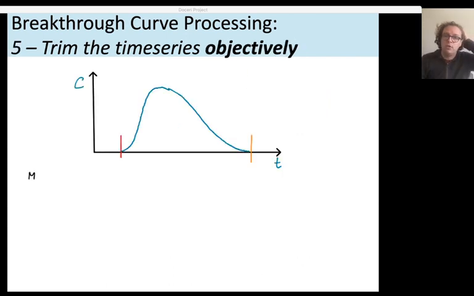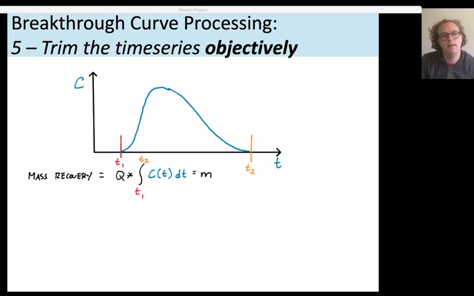Now, with that subjective clip done from the previous slide, we're going to go ahead and do what I consider to be a more objective trimming of the data. And this is a strategy that Seth, Kurt Mason, and others have used, and they first did this in the early 2010s, I think in a 2012 paper. And the idea is the total mass that we might recover under our breakthrough curve can be calculated by the discharge Q multiplied by the integration of this time series between those 2 points.